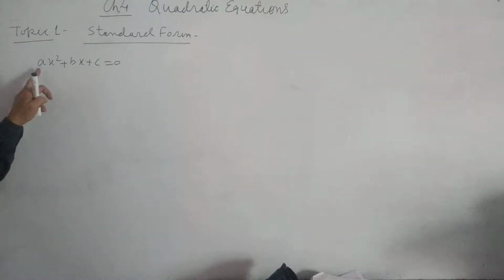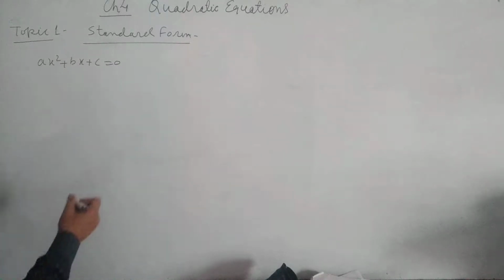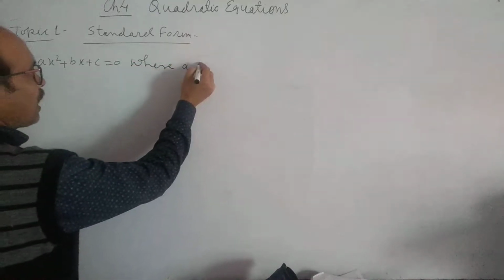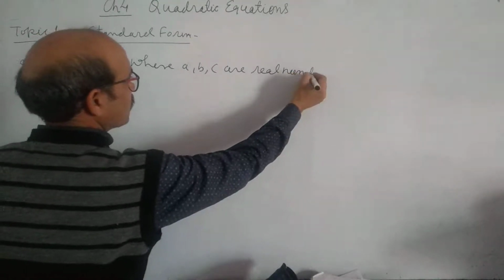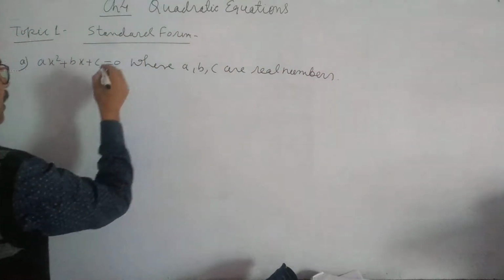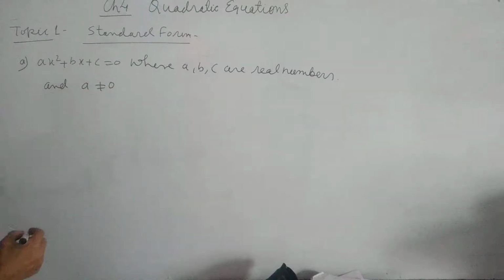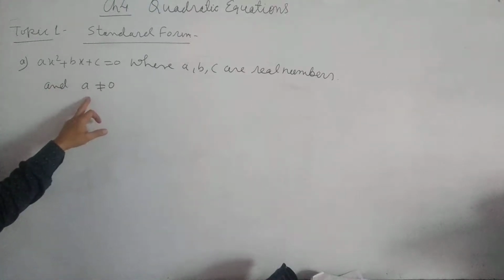We know that the standard form is ax square plus bx plus c equal to 0, where a, b, c are real numbers and a should not be 0. We must remember these two conditions. A, b, c should be real numbers, meaning they can be rational or irrational, but the coefficient of x square, a, should not be 0.